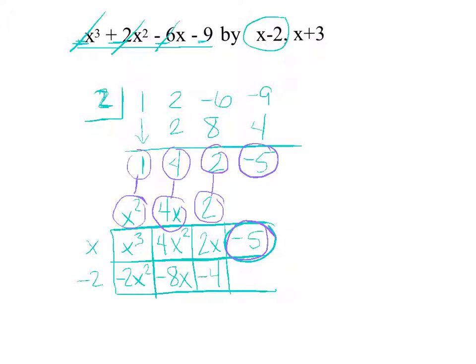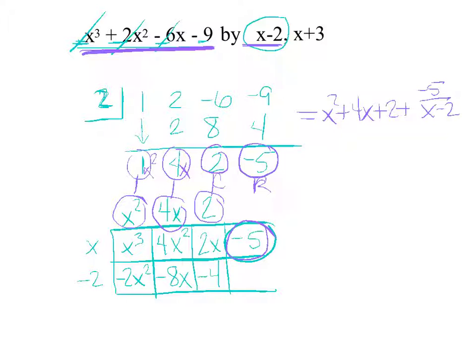So here's what's happening when you do synthetic division. The last number is always your remainder. Then we have our constant, then we have our x, and then we have our x squared. So if I was taking this polynomial and dividing by x minus 2, I would say that equals x squared plus 4x plus 2 plus my remainder of negative 5 over x minus 2.